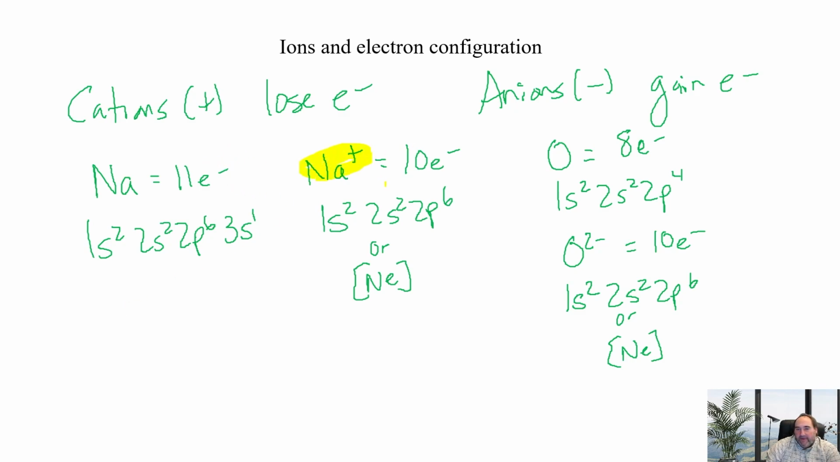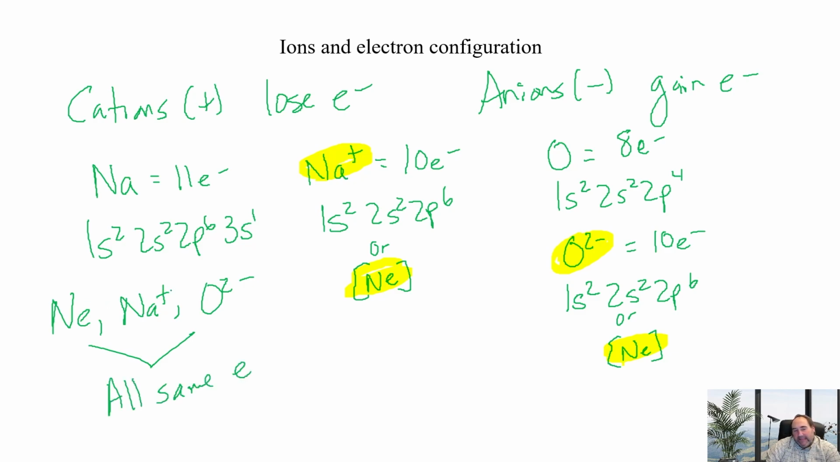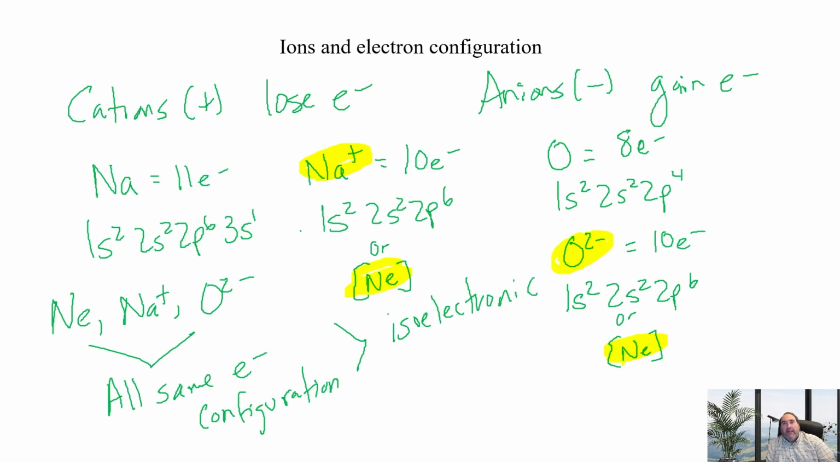sodium with a plus one charge, oxide with a negative two charge, they both have the same electron configuration as neon. So neon, sodium with a plus one charge, and oxide with a minus two charge all have the same electron configuration. Things that have the same electron configuration are what are known as being isoelectronic with each other. So things that are isoelectronic have the same electron configuration.